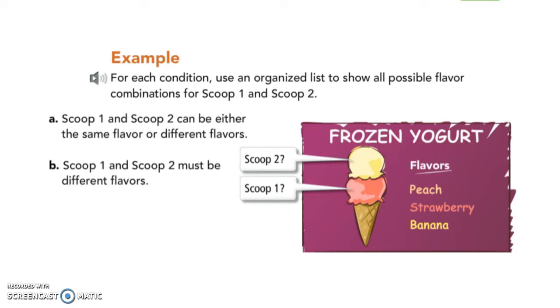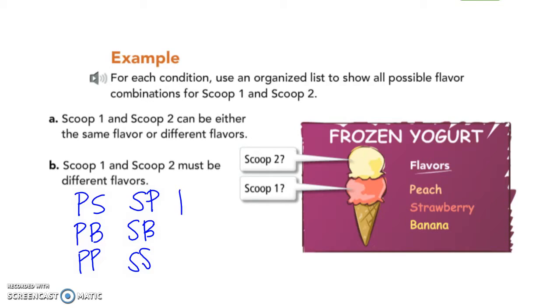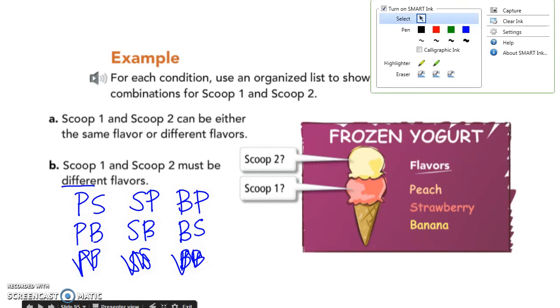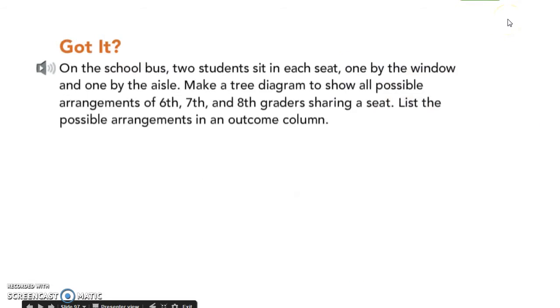We could do peach, strawberry, and banana. So peach, peach, peach, strawberry, peach, banana, and then strawberry, peach, strawberry, strawberry, strawberry, banana, and then banana, peach, banana, strawberry, banana, banana. So we get 9 possible combinations. If they told us that they had to be different flavors, I would have to eliminate these bottom 3 because those have the same flavors. Okay, you can do the same thing by making a table or by making a tree chart, a tree diagram.